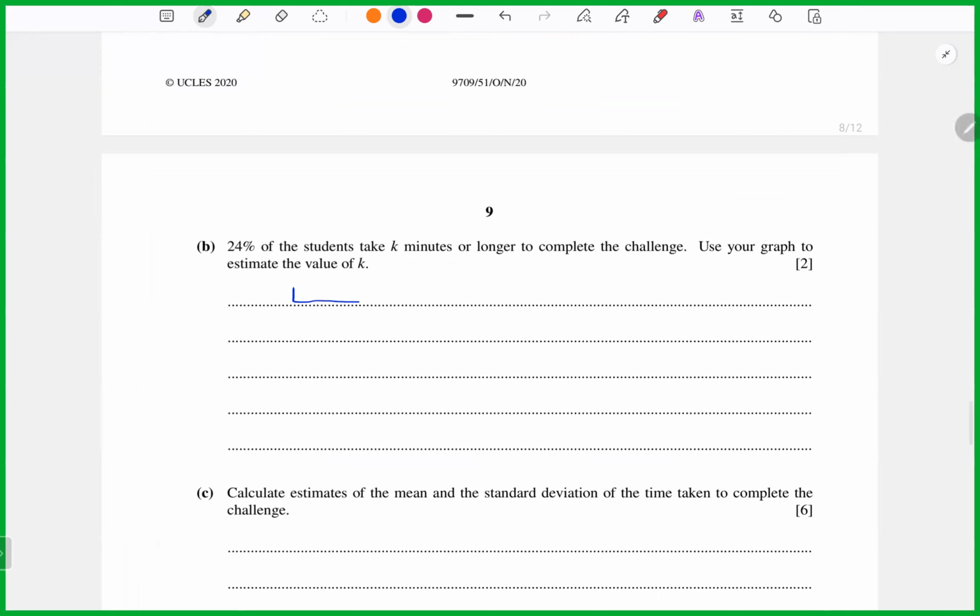This is your cumulative frequency graph. Total is 50%, right? And the question says K or more, which means the last 24%. So we can use another way. We can take 76%. So you can take 115 multiply 76 over 100 equals 114.